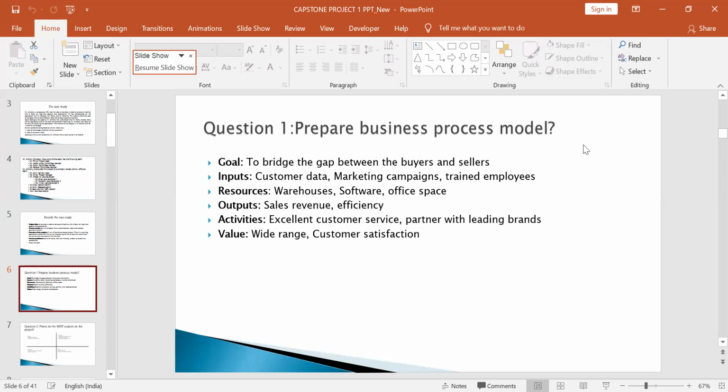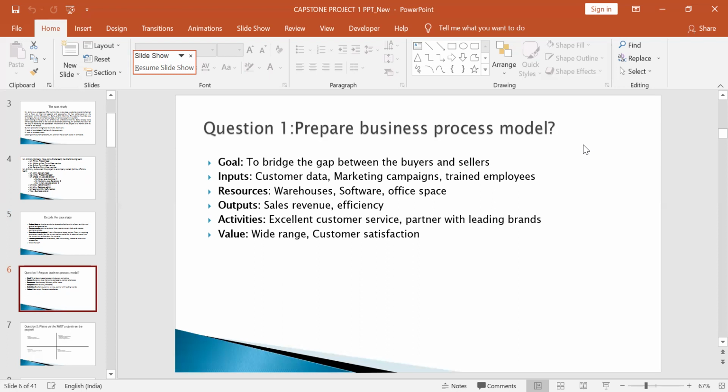Next, what are the inputs? As we know, the customer data will be there. The marketing campaigns, we create some marketing campaigns. We train employees. Next, the resources. Warehouses are there, the software is there, office space we have, and the resource team, everything. And next, the outputs: sales revenue, and efficiency.